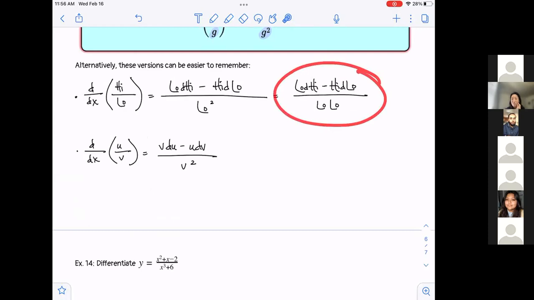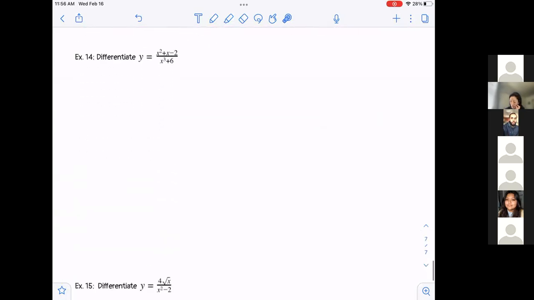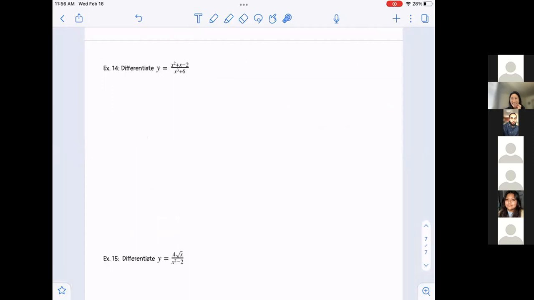Sorry, our examples 14 and 15, those are quotient rules, right? Because it's divided. Exactly. I was really overthinking right now. It looks scarier in this concept. Exactly. These are quotient rule because we see that division. Okay, perfect.